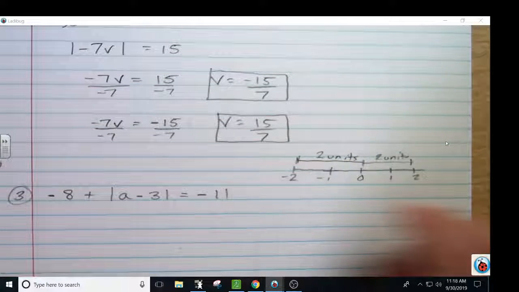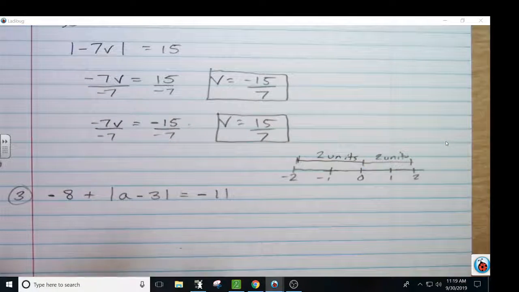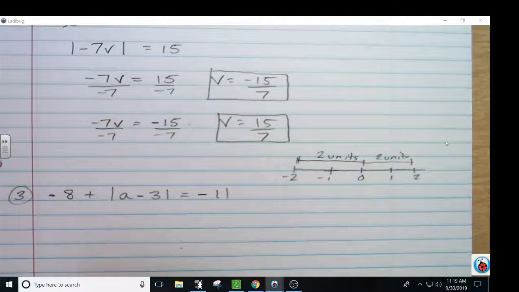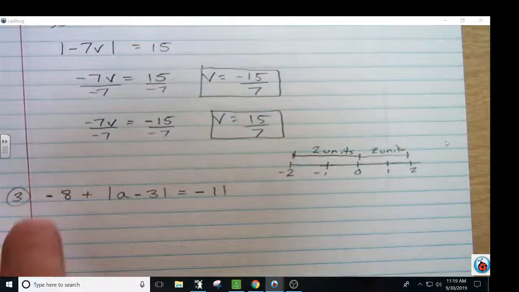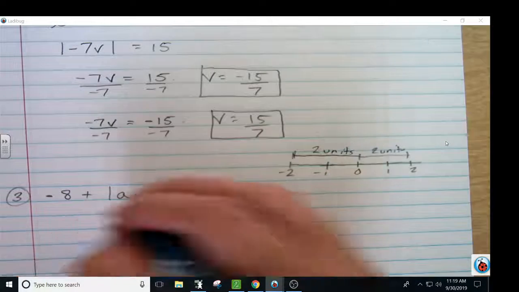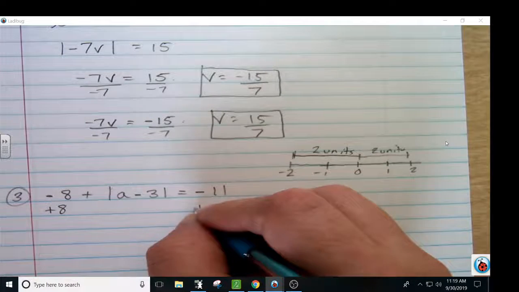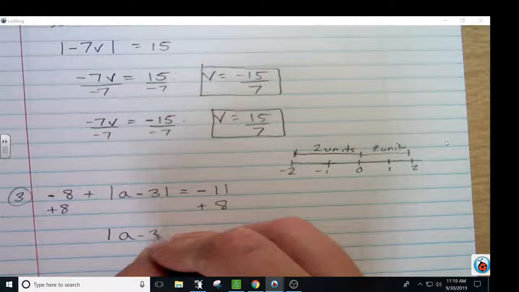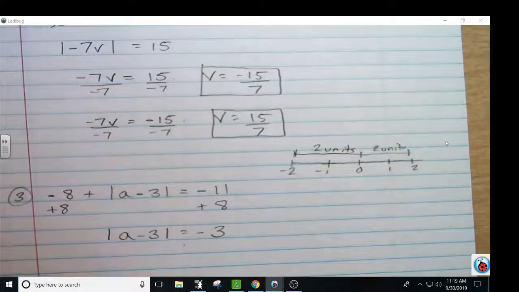So what this tells you is that you cannot have a negative distance or negative displacement. Anytime you have absolute value, it has to be a positive number. The reason I'm telling you this is to show you this. To get my absolute value bars by itself, I'm going to add 8 to both sides. That becomes a negative 3.